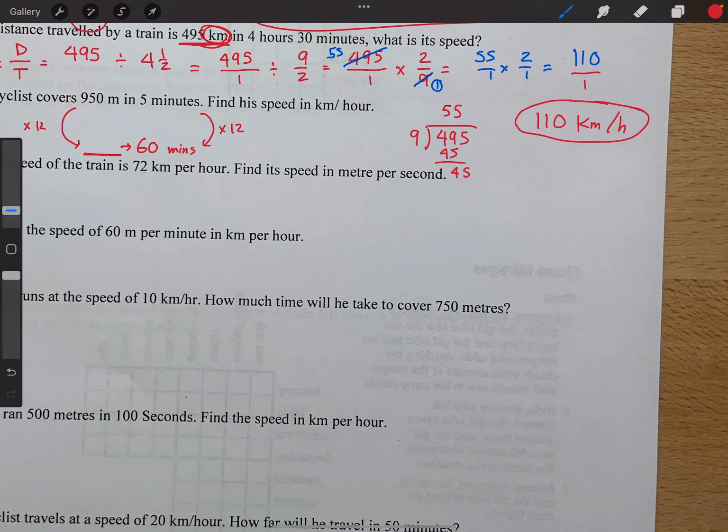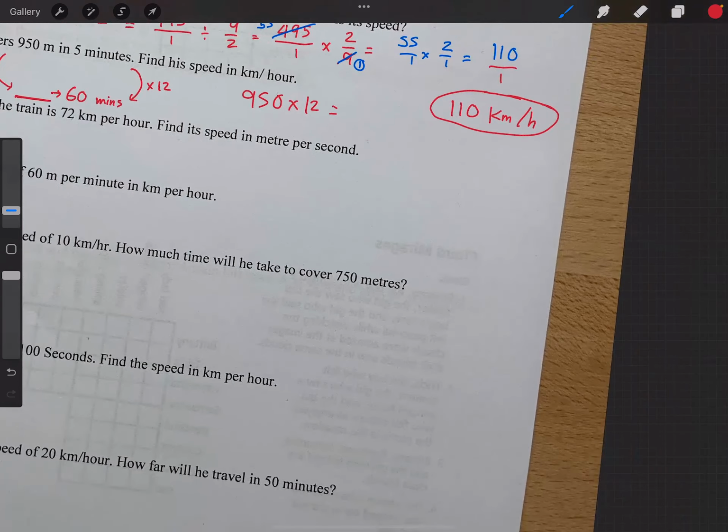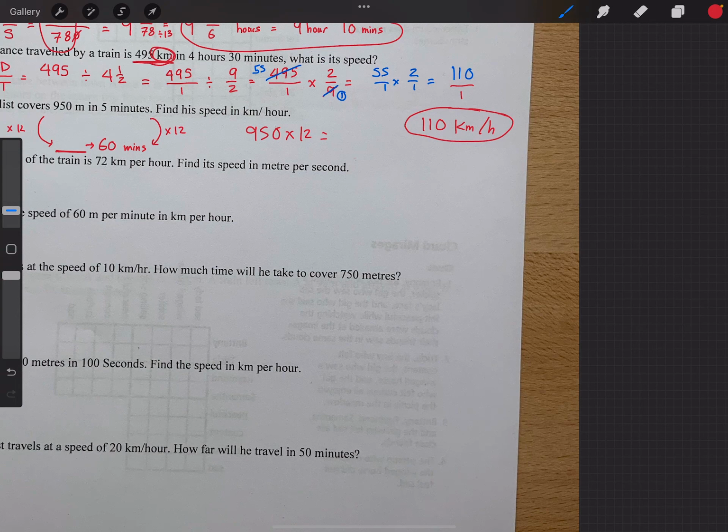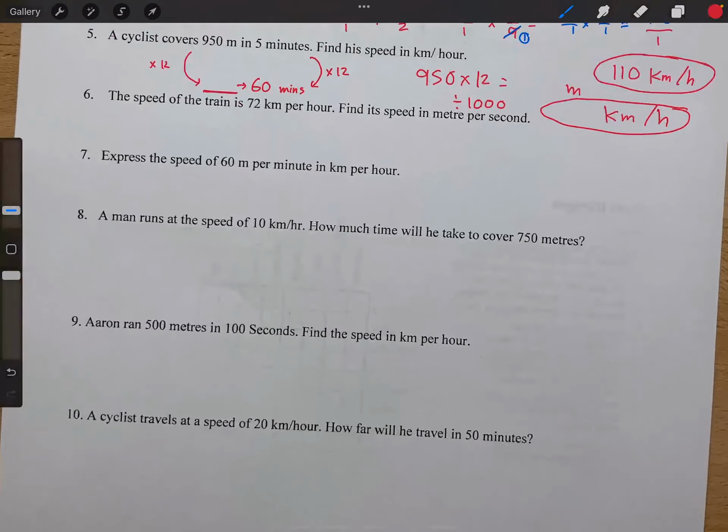So once you do that, I need to rub this out. You will get a number, and I want you to convert that number. So when you do 950 times 12, you get a big number, and that will be in meters. Then you got to convert it into kilometers by dividing it by 1,000. Then you get some number. It'll be something kilometers, and then it'll be per hour. There you go. I'll let you do that on your own.